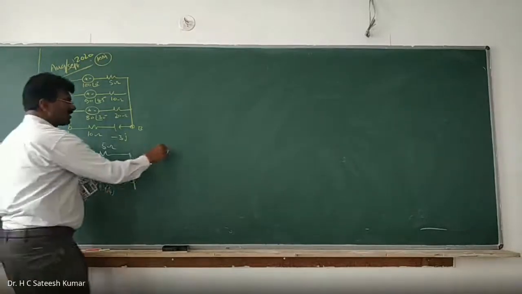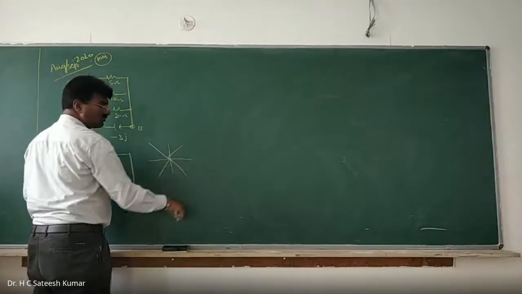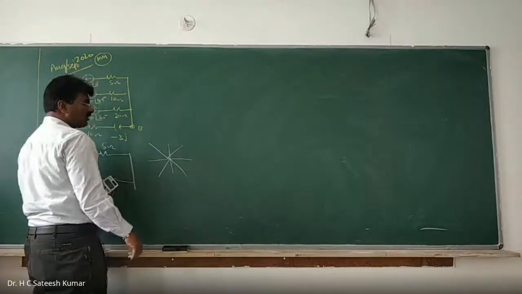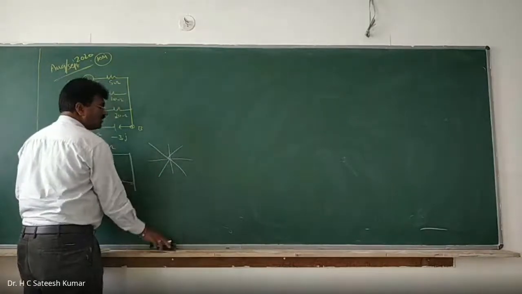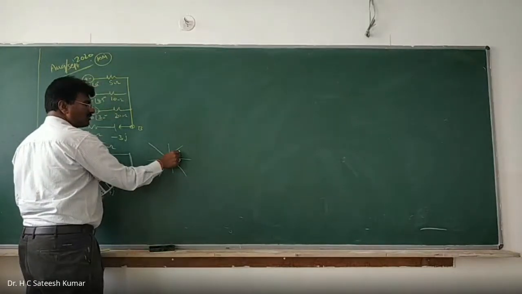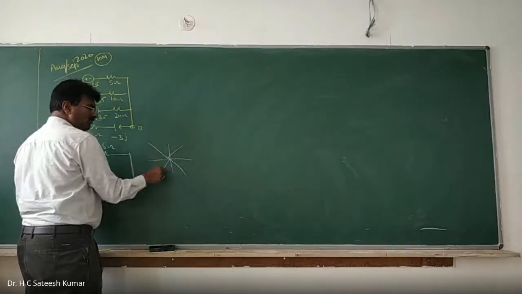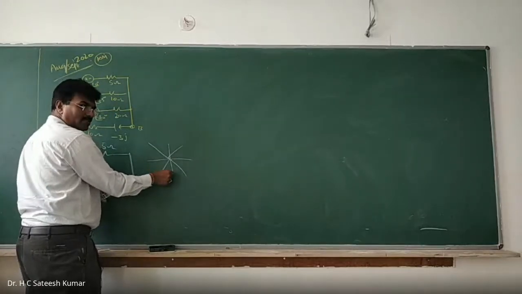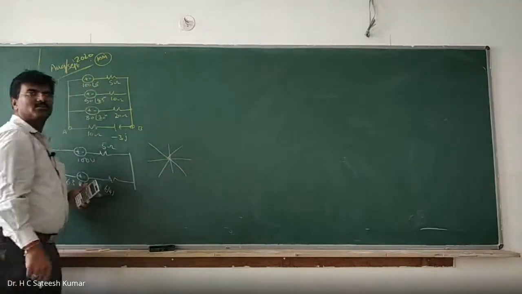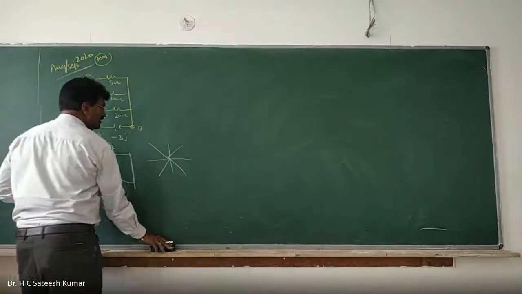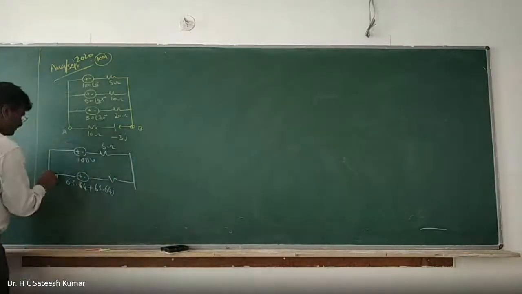That means it will come like this: 45 degrees here, 135, 225, 315. So depending upon the position, if it is here, both of them are positive. If it is here, imaginary part is negative, real part is positive. If it is here, both imaginary and real part are negative. If it is here, real part is negative, imaginary part is positive. So we can easily understand that. Anyhow, the calculator will do all these things.